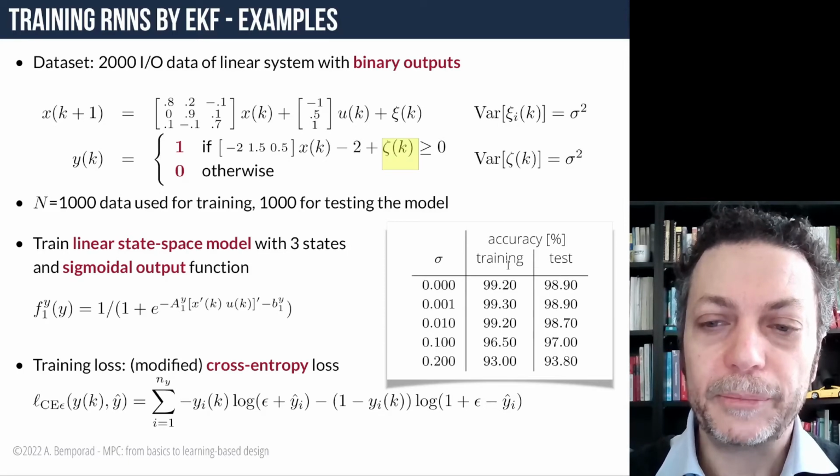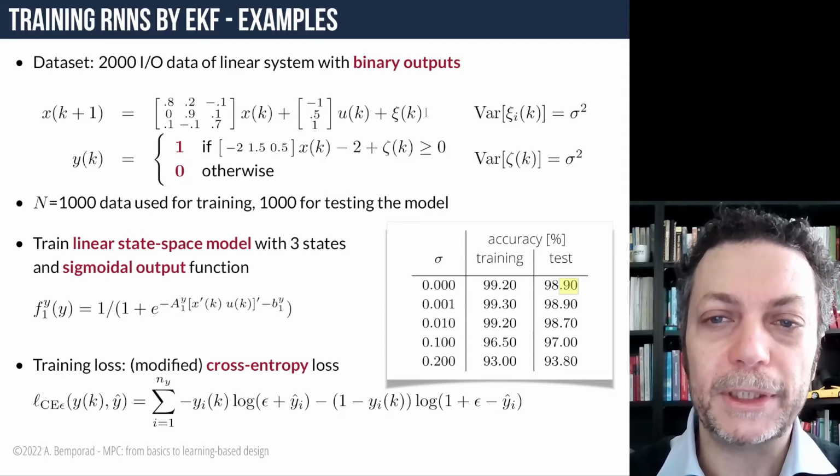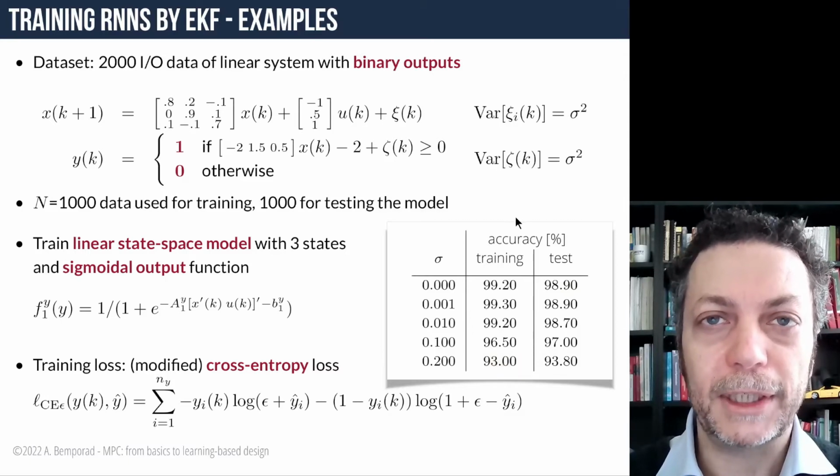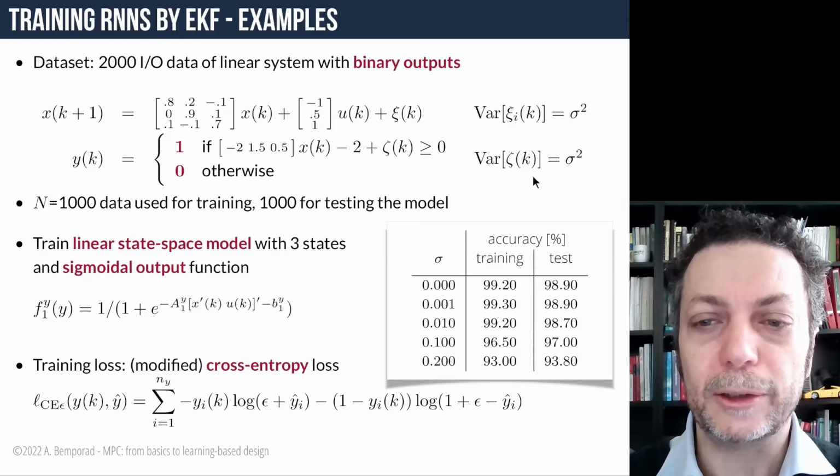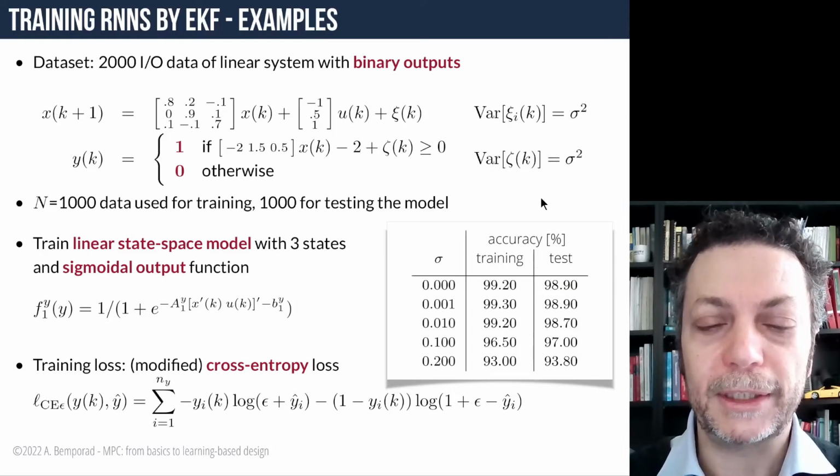So you get pretty good reconstruction both on training and on test data. And as you can expect, if you increase the noise level, the training gets worse, but still the extended Kalman filtering algorithm is able to reconstruct a decent model out of this noisy data set.